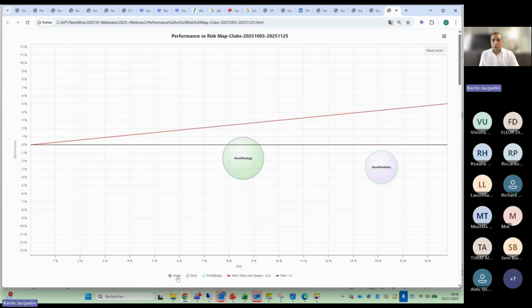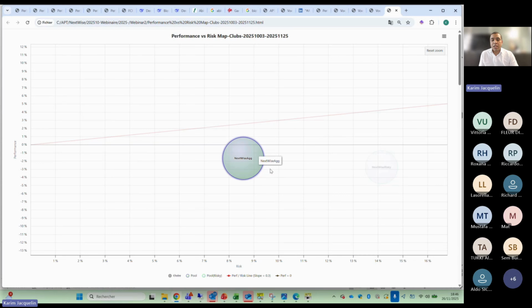So if I remove the clubs just for one minute, you can see that you have two bubbles here. So you have the green bubble. So this is the aggregation of all the clubs, the aggregated portfolio of all the clubs, including cash. And you have a second bubble here, which is NextWise risky, which is also the aggregation of all the portfolios, but excluding cash. So it's only the invested part of the portfolios. So as expected, the risk of this fully invested portfolio is higher than the risk of the portfolio including cash, that does not have any risk.